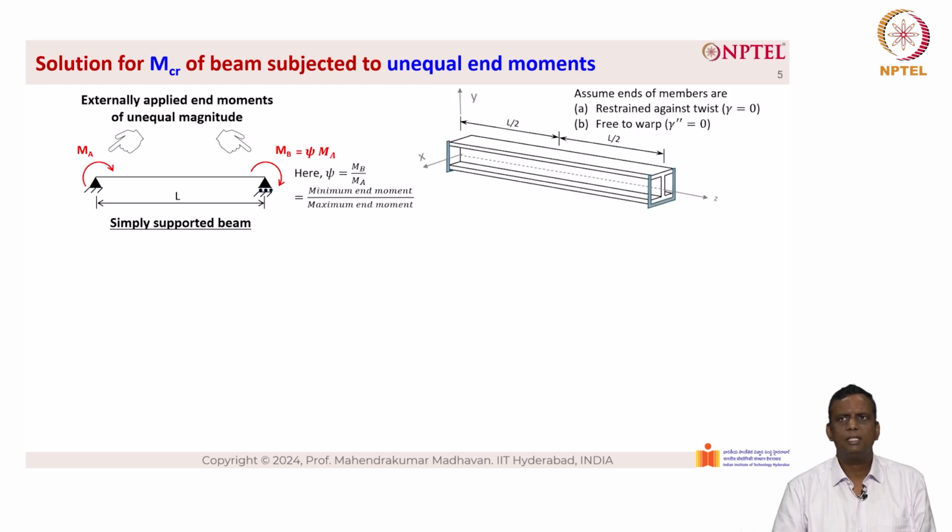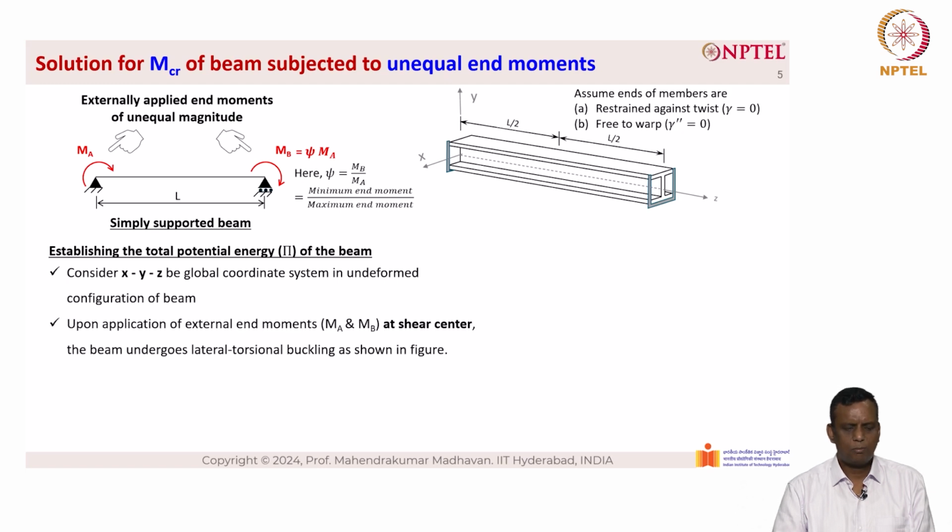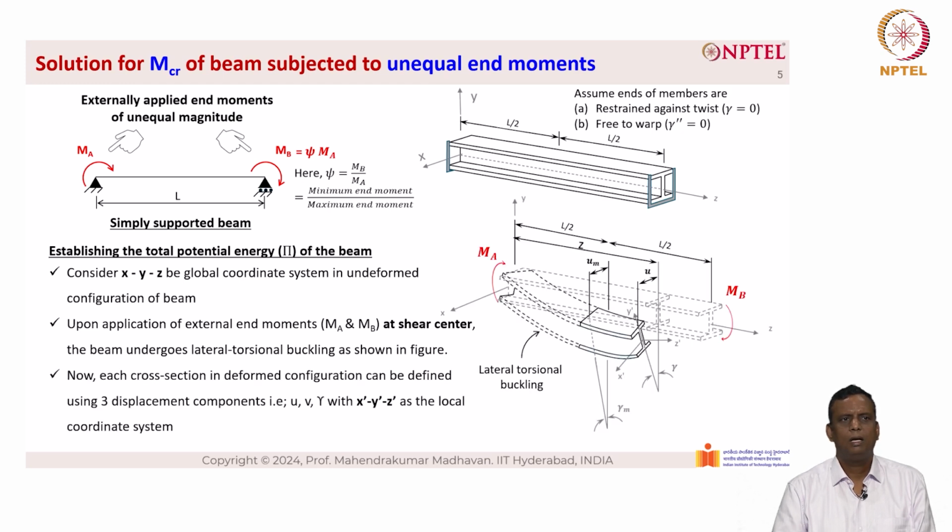Now let us assume that the ends of the member are restrained against twist, gamma equal to 0, and free to warp, gamma double dash equal to 0, at both ends. Now let us establish the total potential energy pi of the beam. Consider XYZ be the global coordinate system in undeformed configuration of the beam. Upon application of external end moments MA and MB at shear center, the beam undergoes lateral torsional buckling as shown in figure. Now each cross section in deformed configuration can be defined using three displacement components, that is U, V and gamma, with x dash, y dash, z dash as the local coordinate system. The figure on the right hand side clearly depicts the lateral torsional buckling of the I sections.